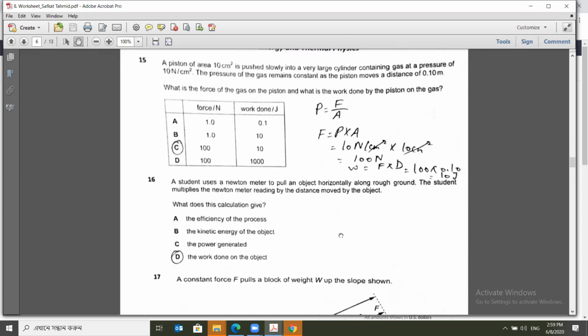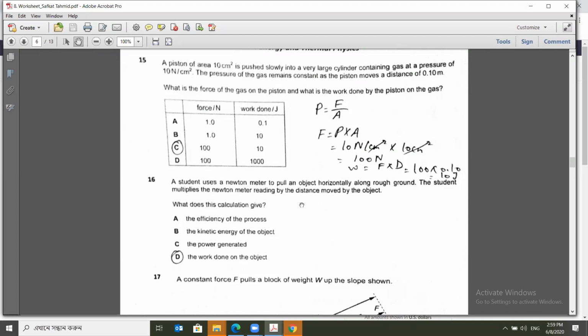Do I have to read out the options too? Yeah, you can see the options and tell us why we are choosing D. I can, sir.